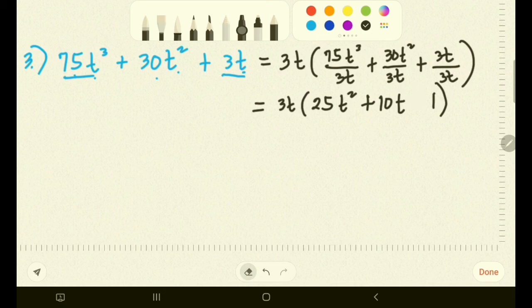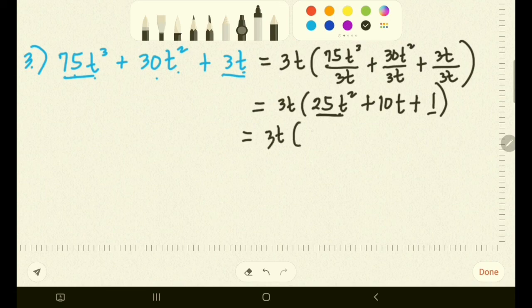Let's clear this one. Okay. Next. So let's check here if this 25t squared plus 10t plus 1 is a perfect square trinomial. So check if the first term is a perfect square, 25t squared. Okay, that is a perfect square. 1 is also a perfect square.